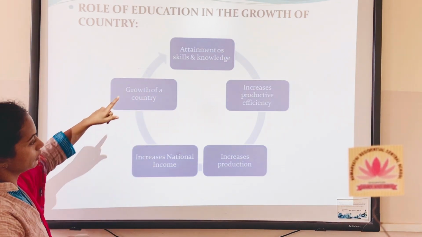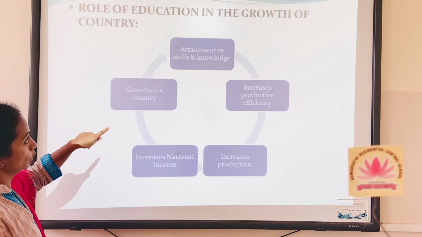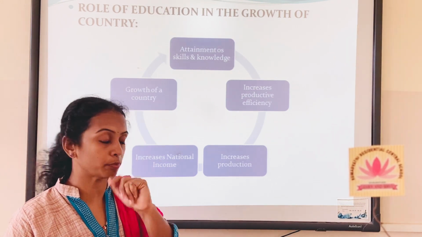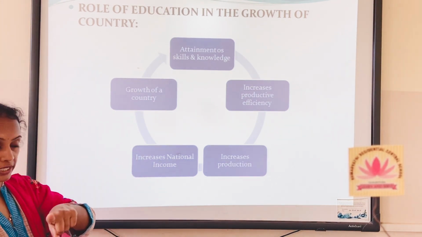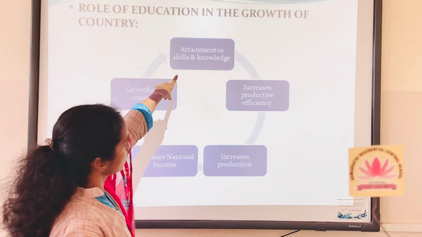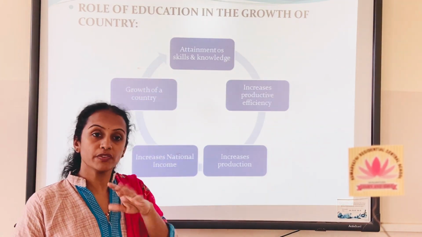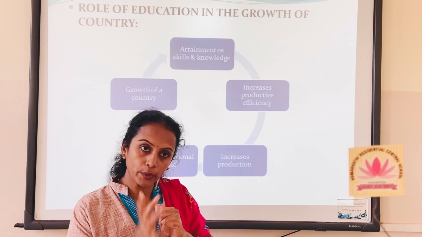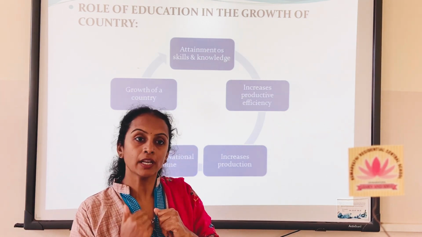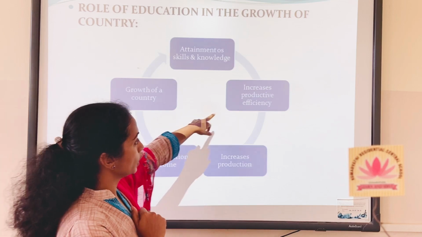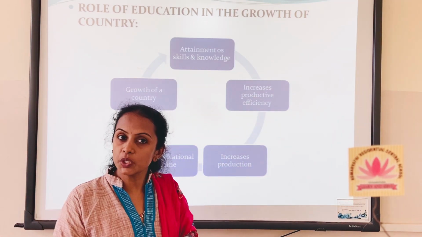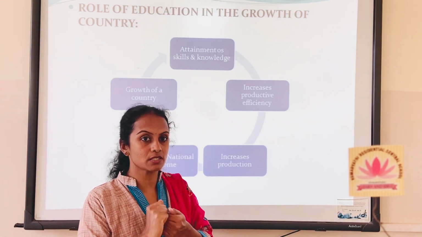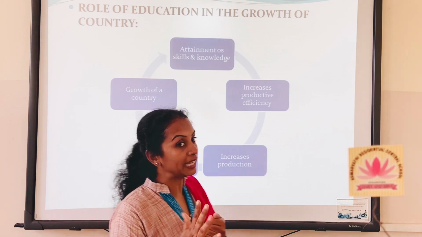See here, this is a diagram. It tells you the importance of education for a person. What happens if you are educated? See here, if you are educated, it causes the attainment of skills and knowledge. If you are an educated person, along with getting education, you will be acquainted with more and more knowledge and skills. What happens with that? Your productivity increases, your efficiency increases because you are more skilled now, you are knowledgeable now. With that knowledge and skill, your efficiency and productivity increase.